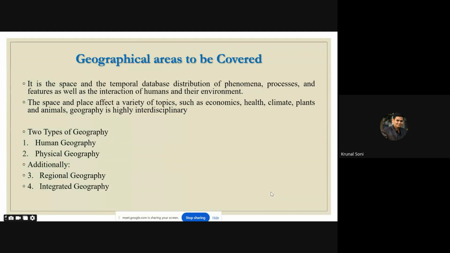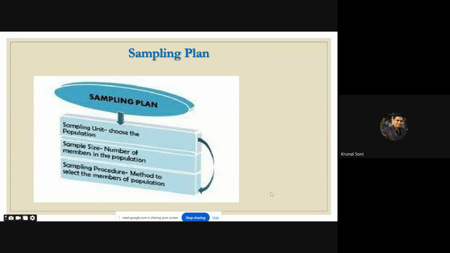Geographical area means in which area we want to cover this particular research. That is called geographical area. So that could be a particular area, college, schools, right? It could be from the human perspective, which type of human you want to cover, physical locations, regional geography in terms of states and so on, cities which you want to cover, or that might be integrated.